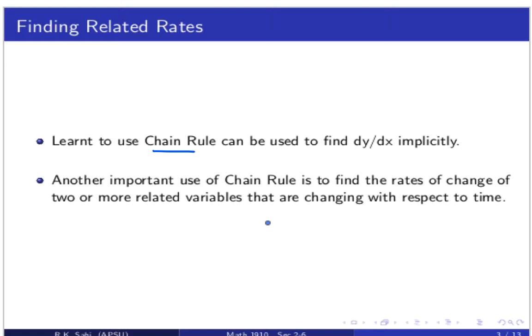So in this session, we're going to look at another important use of chain rule. Here, this use of chain rule helps us to find the rates of change of two or more related variables which are changing with respect to time. So let's start with an example.